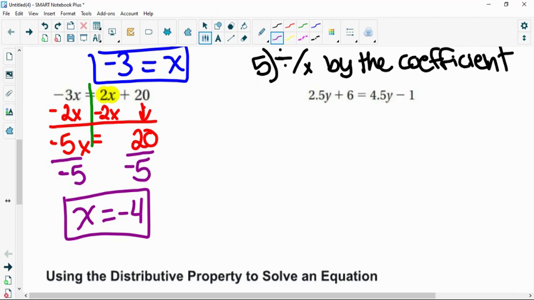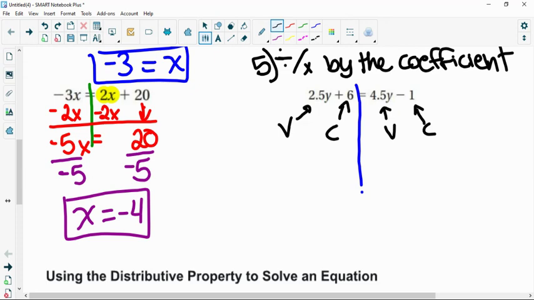We're going to increase the number of steps with this third example. In this third example, we're going to increase this from being just 2 steps to, I believe, about 3 steps. Let's start by looking at what is on each side of the equal sign. I see a variable term and a constant term on the left. I see a variable term and a constant term on the right.